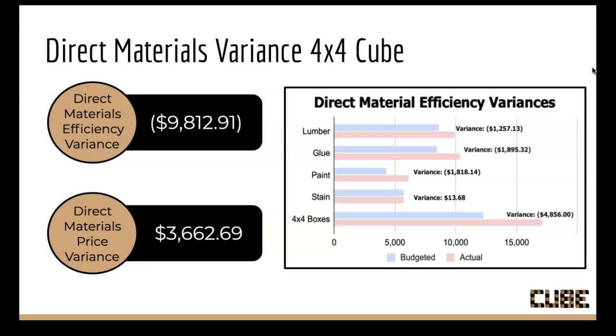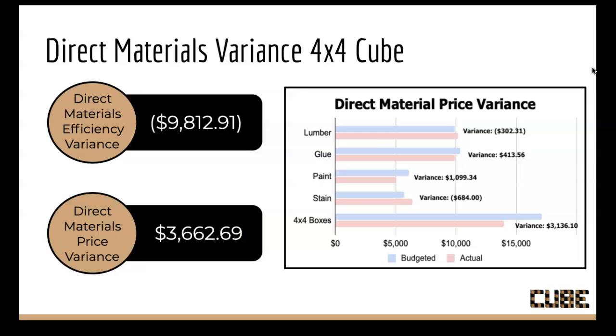And for a 4x4 cube, the direct materials efficiency variance was $9,812.91, which was an unfavorable variance. And this was mainly due to our 4x4 boxes having an unfavorable variance of $4,856. Glue had the second largest unfavorable variance of $1,895.32.